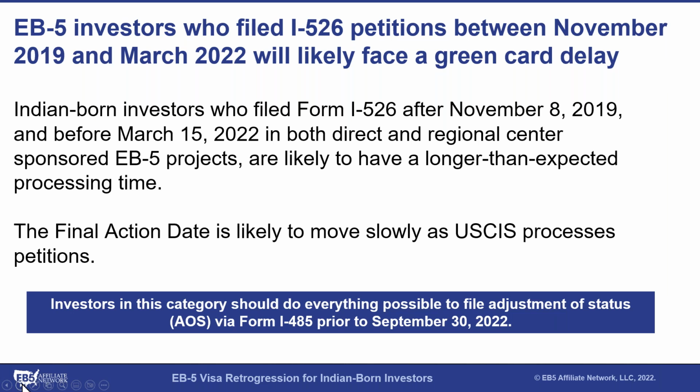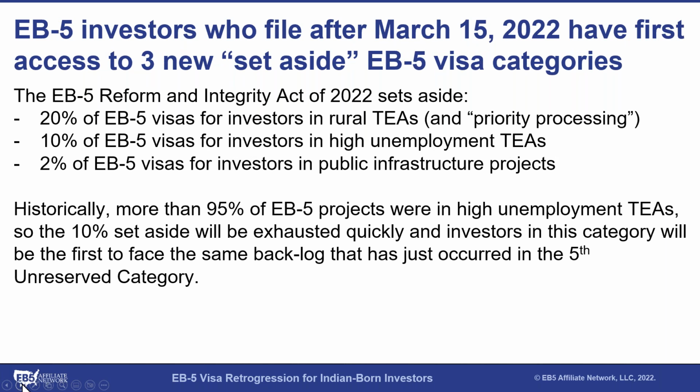Got it. Okay, that's super helpful, Rohit. So we touched on this a little bit earlier, but just walking through the three different new visa set-aside categories. Again, 20% for rural projects with priority processing, meaning the I-526 application is going to be processed faster than in other categories. 10% for normal high unemployment TEA projects, and 2% for public infrastructure projects.